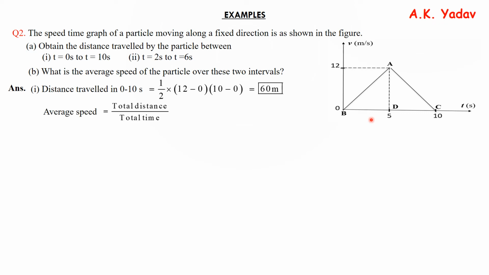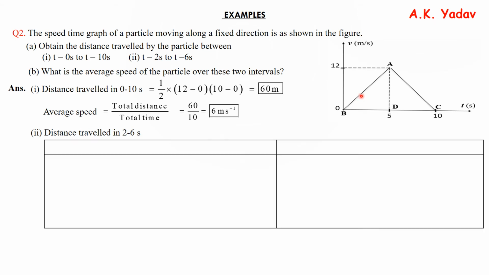Average speed is total distance by total time. Total distance is 60. Total time is 10. That's why it is 6 meter per second. Let's do the second part. Distance traveled in 2 to 6 seconds. So first of all, let us find the distance traveled in 2 to 5 seconds. Now what is the acceleration? The acceleration is equal to OA, which is equal to 12 by 5, that is 2.4. Whether you find from 2 to 5, 1 to 5, 3 to 5, 4 to 5, the acceleration is uniform. That's why it is 2.4.